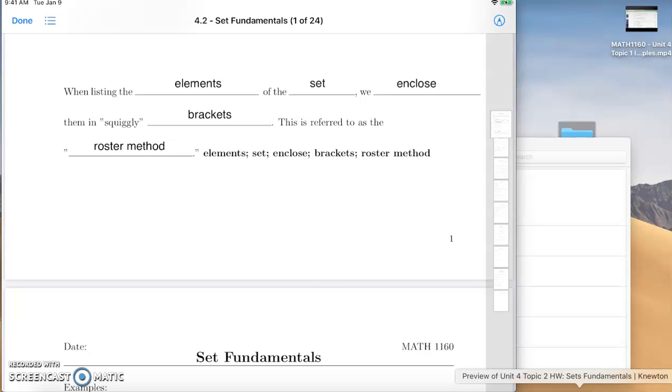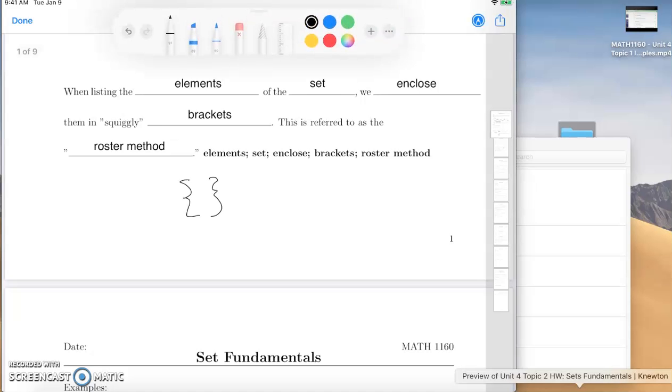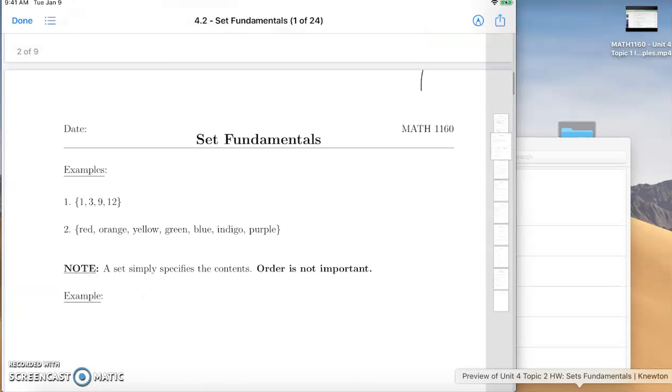The squiggly brackets that we're talking about are, here we go, like that. That's what they call squiggly brackets. This is referred to as the roster method.